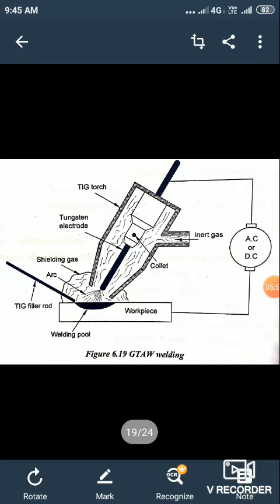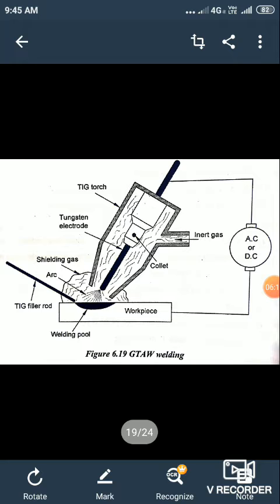Equipment is more sophisticated, so it is more costly. Gas tungsten arc welding tends to be less safe and less user friendly. Okay. Next, application. Application is a very important one.